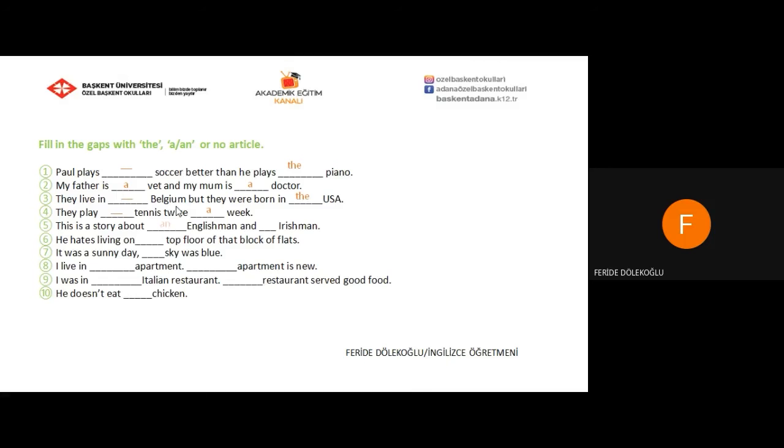This is a story about an Englishman and an Irishman. Question 6. He hates living on the top floor of that block of flats. It was a sunny day. The sky was blue. I live in an apartment. The apartment is new. Here I use the because I have already mentioned the apartment in the previous sentence. But here I use apartment for the first time, so I use an before the word apartment.